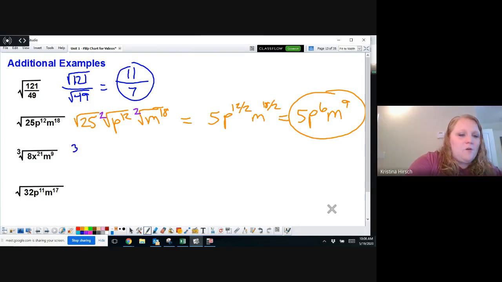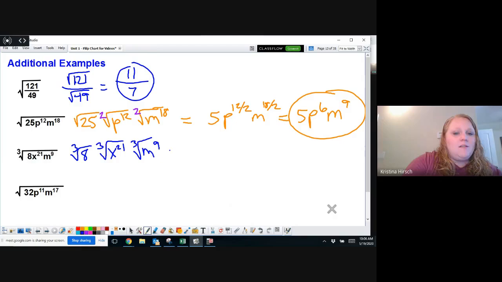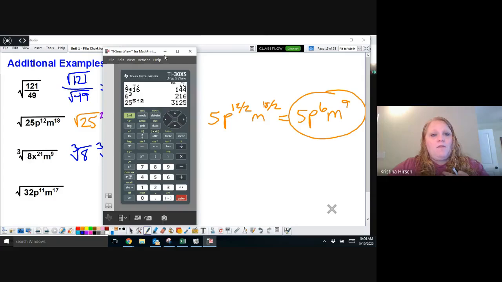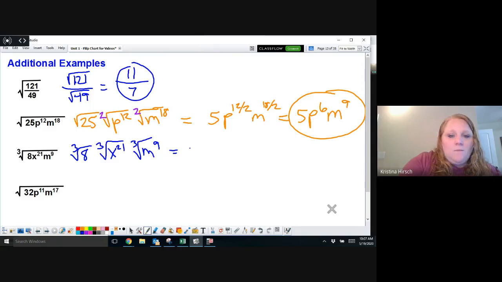So we have the cube root of 8, the cube root of x to the 21, and the cube root of m to the 9. So we're going to break that down. What is the cube root of 8? Now, I know it's 2, but if you didn't know, then you'd use your calculator. You would say 3 second caret. That's how you get the cube root of 8. 3 second caret. And it's 2. All right, so I know it's 2.